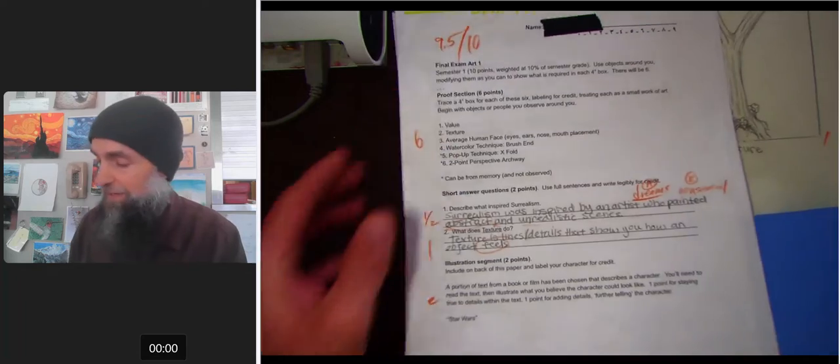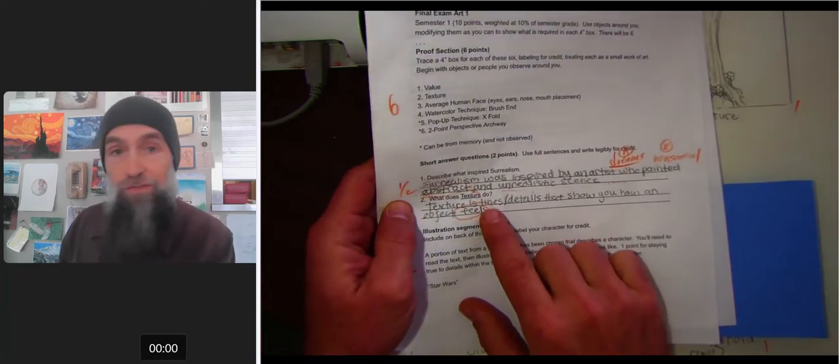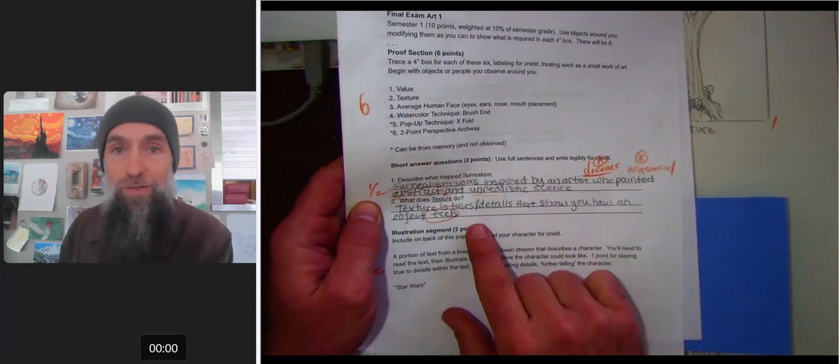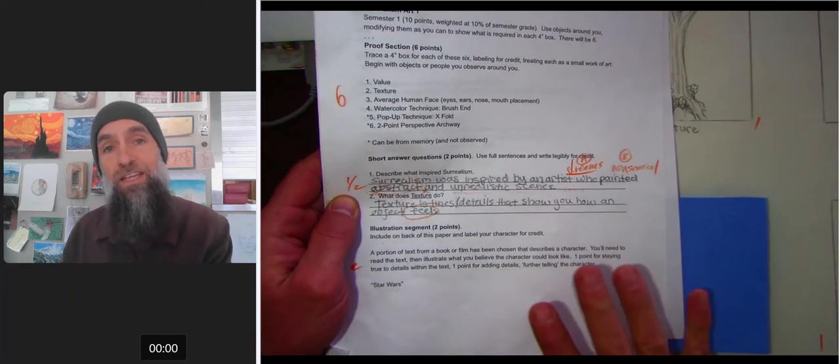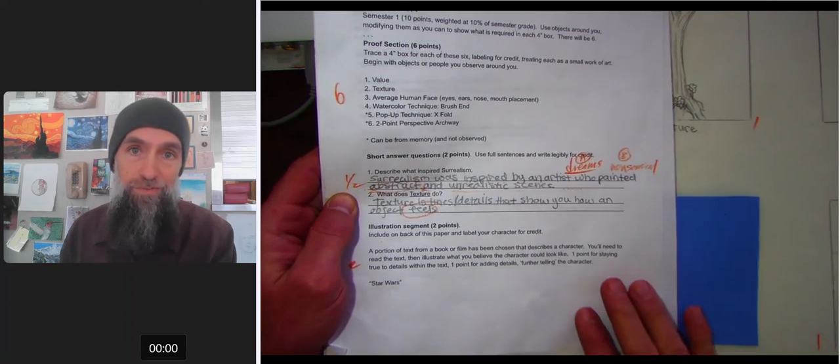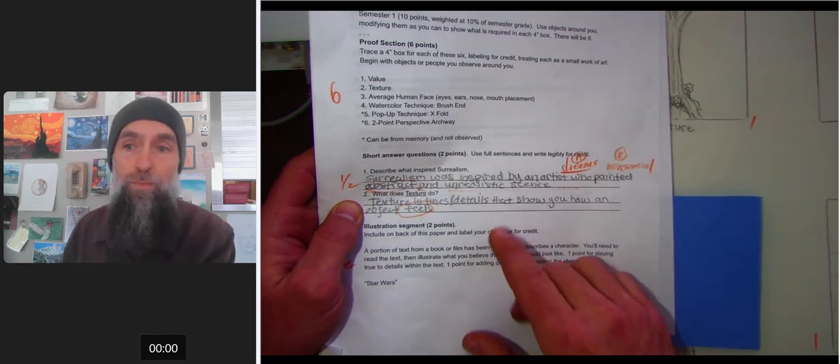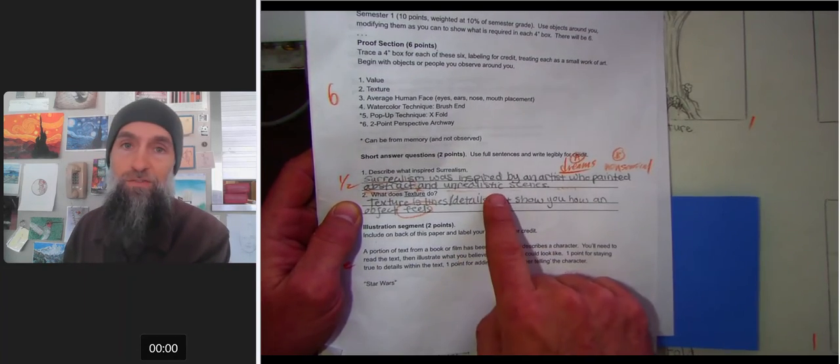What else is on the final? And then I'll show you some other examples. We've got short answer questions. They're just 2. Most of these are related to the art elements or principles of design. Like I mentioned value before. What does value do? That might be a short answer question.